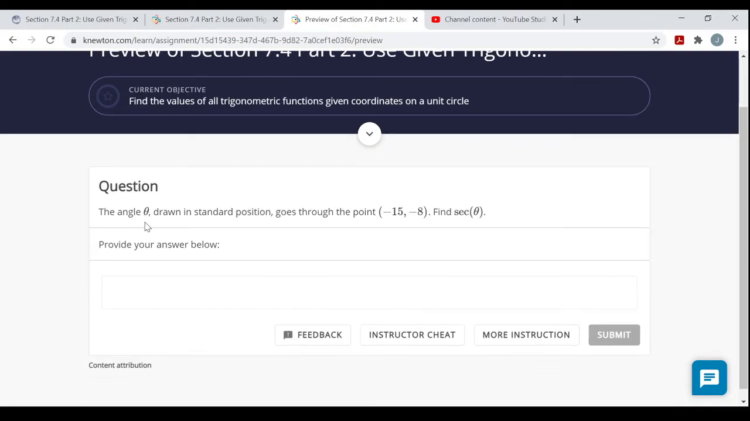So here, I'll do the same thing, basically drawing the same kind of picture every single time. So here, the angle theta, drawn in standard position, meaning starting at the positive x-axis, goes through the point negative 15, negative 8. This point here is not on the unit circle. This is definitely further than 1 unit away from the origin. Find the secant of theta. So again, I'll draw a picture of this in a very similar fashion to the way I've been drawing all the pictures.